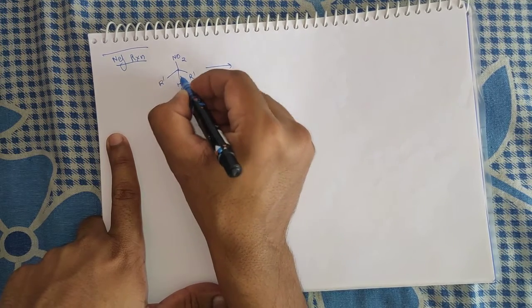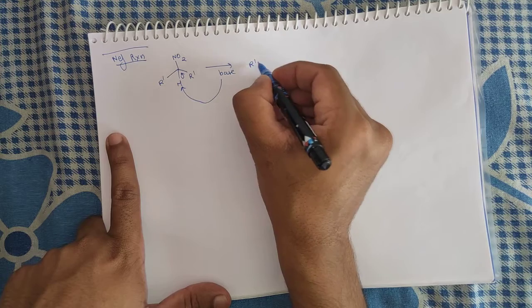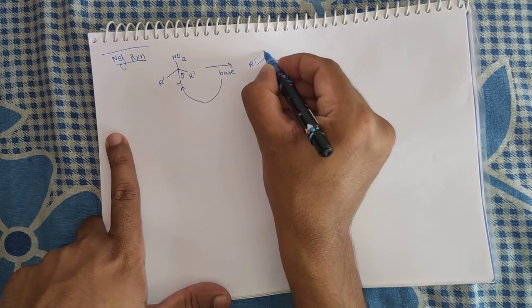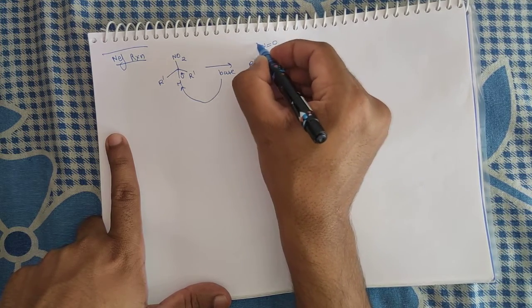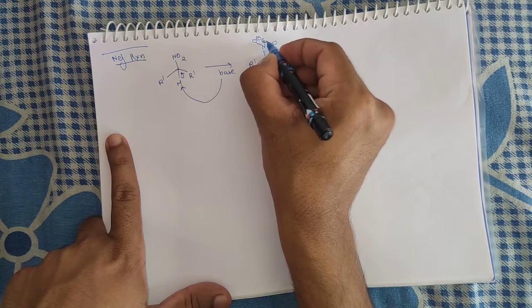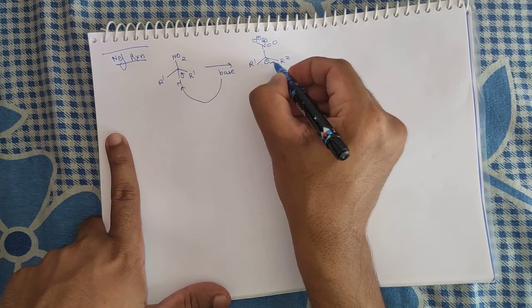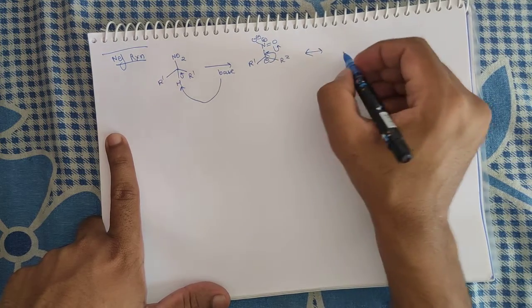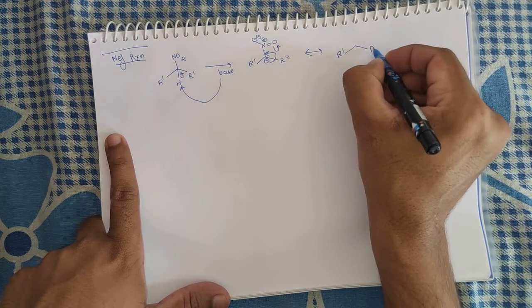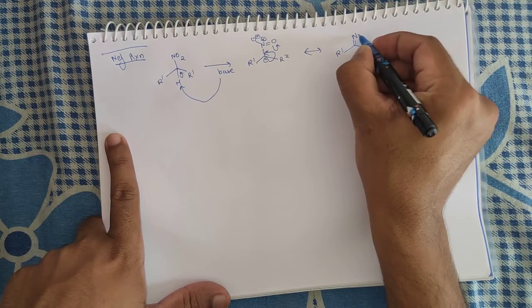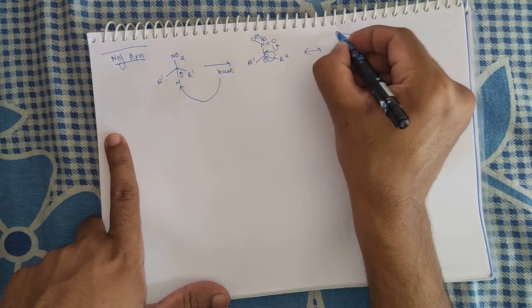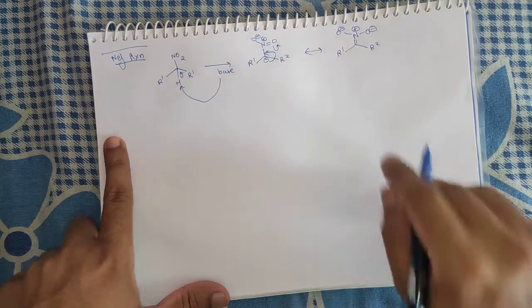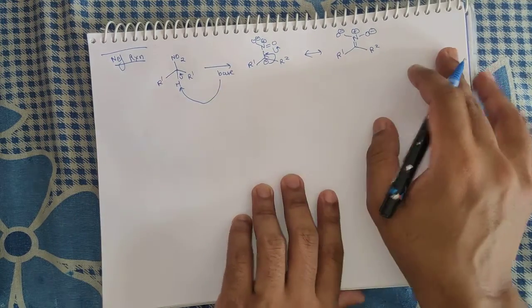This base will remove this hydrogen and there will be generation of negative charge at this carbon atom which is adjacent to this nitro group. So there will be formation of this anion. Now this negative charge is stabilized at oxygen in these resonating structures like this. Now this compound becomes like an imine structure.